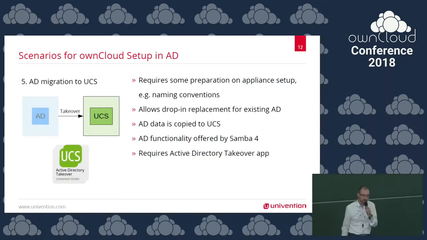And the last and fifth scenario is more a special case. Univention Corporate Server gives you the possibility to even migrate away from Microsoft Active Directory Server. It requires some preparation for the appliance though. For example, naming conventions you need to take care of. Those are written down in the documentation.